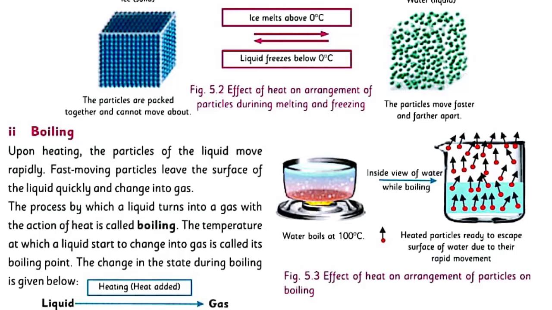2. Boiling. Upon heating, the particles of the liquid move rapidly. Fast-moving particles leave the surface of the liquid quickly and change into gas. The process by which a liquid turns into a gas with the action of heat is called boiling. The temperature at which a liquid starts to change into gas is called its boiling point.